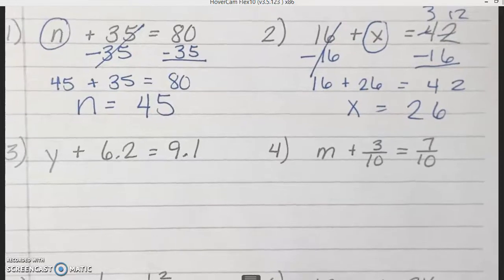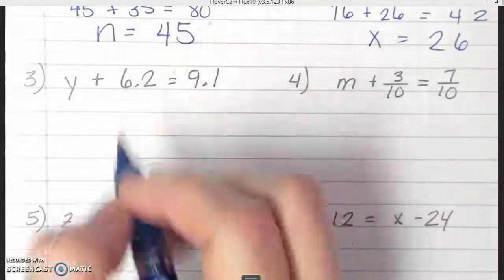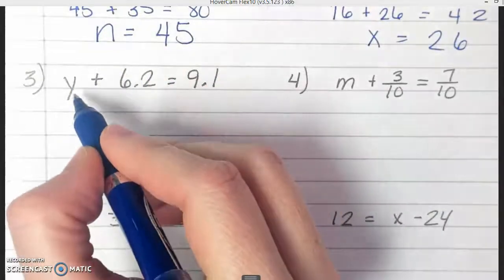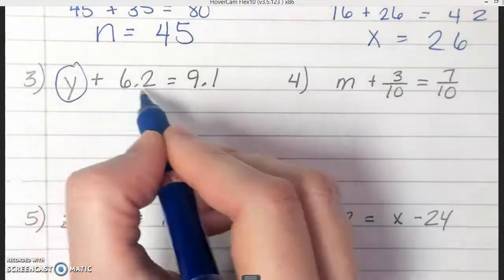Anybody still writing any of that down? Alright, let's look at number 3 then. So number 3, the object is to get the variable by itself, so we need y to be by itself. So what am I going to have to do with this positive 6.2?